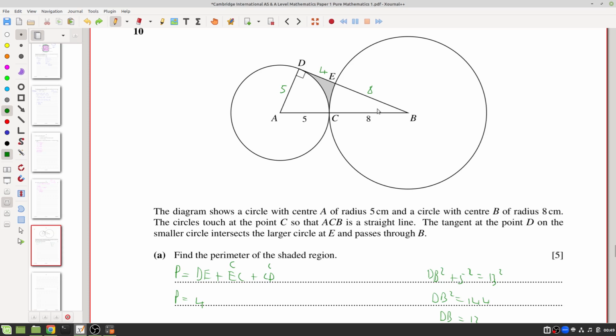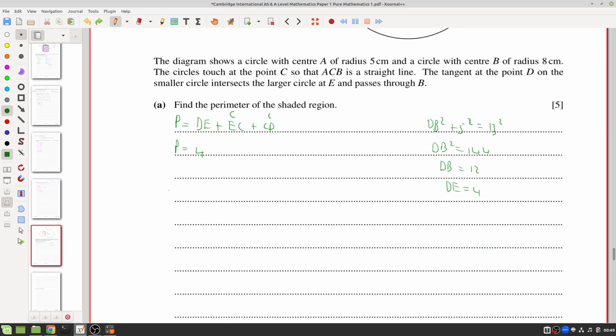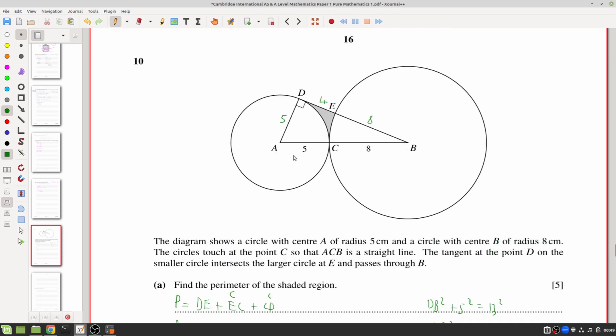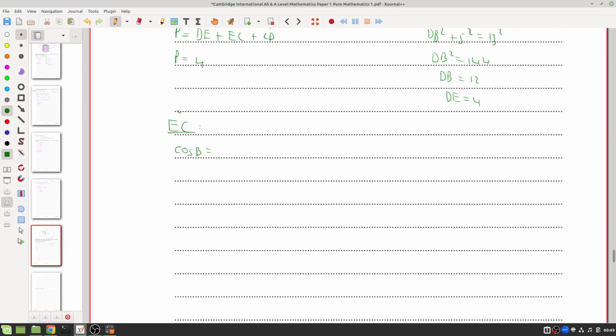So we need this angle in order to find this, right? So how do we find this angle? Well, we can use, let's say, cosine. So cos of B equals 12 over 13. Okay, so let me do this to find the arc length EC, or the curve EC. We're going to say the cosine of angle B is equal to DB over AB. So 12 over 13. Which means that angle B is the arc cosine of 12 over 13. Okay, so that's angle B.